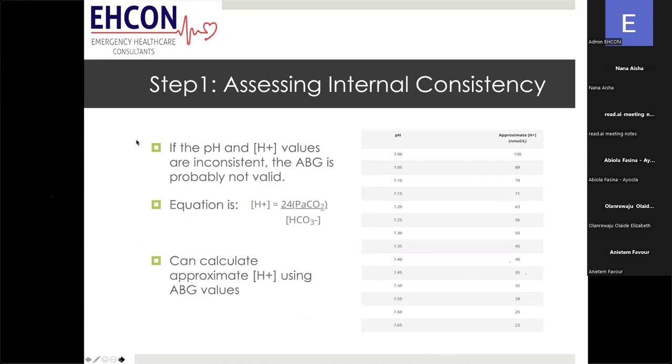We calculate it using this equation and then use this table on the side to determine if the pH that we're seeing is within the range of what we should be seeing for the calculated hydrogen ion. So we can calculate this using values from our ABG and then use this table to determine if the pH change that we're seeing on the ABG is appropriate. So this is the first step that you would normally take.